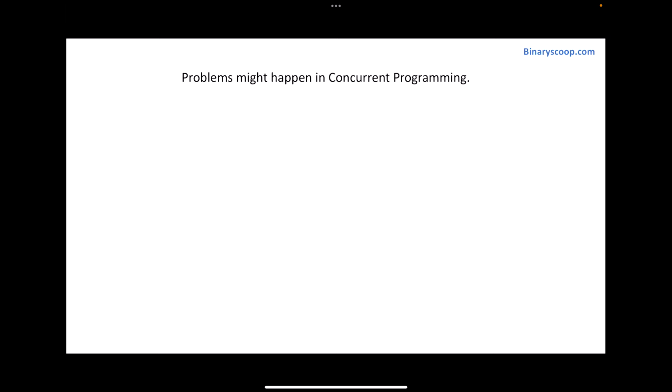And today's topic is one of the problems which might happen in concurrent programming. So without waiting for more time, let's dive into it.